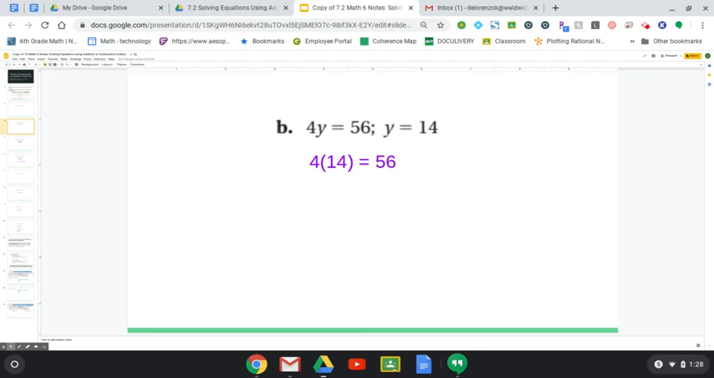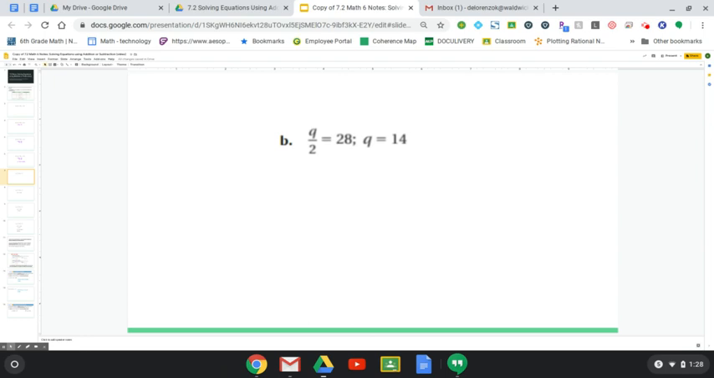Then we multiply 4 by 14, and the left side works out to have a value of 56, and that matches the 56 on the right side. So what that tells us is that y equals 14 is a solution to this equation because it makes both sides work out to be the same value.